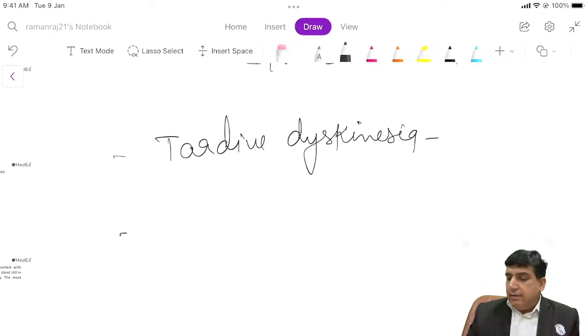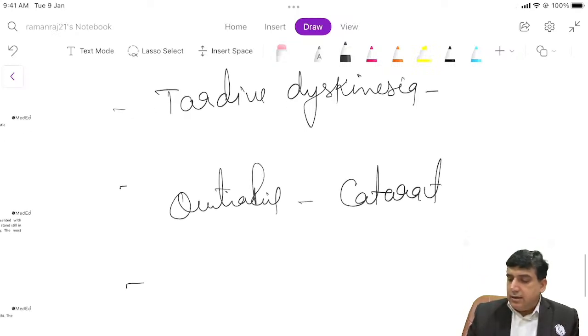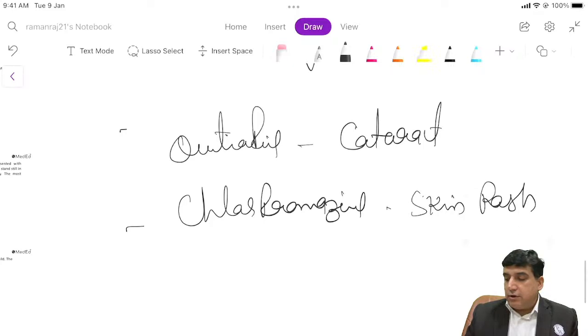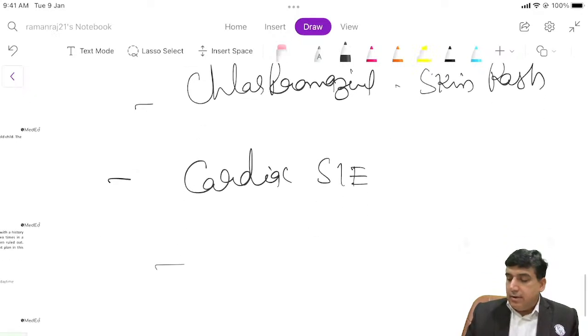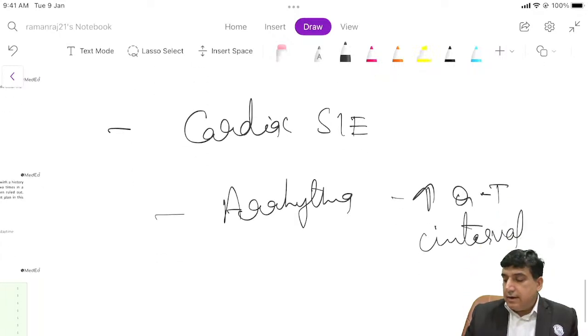Apart from that, quetiapine causes cataract. Chlorpromazine causes skin rash or photosensitivity. Okay. The cardiac side effect we have is arrhythmia. Arrhythmia means you can have an increase in the QT interval. Okay.